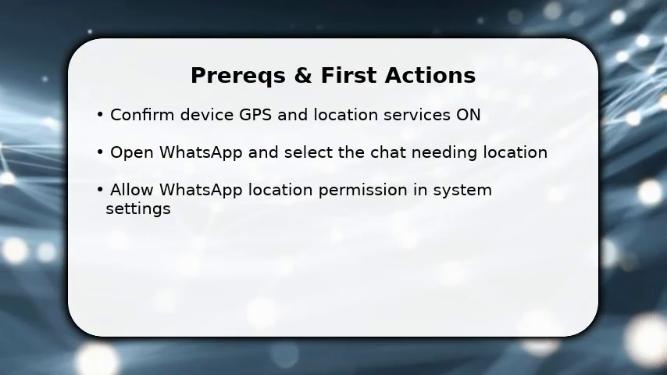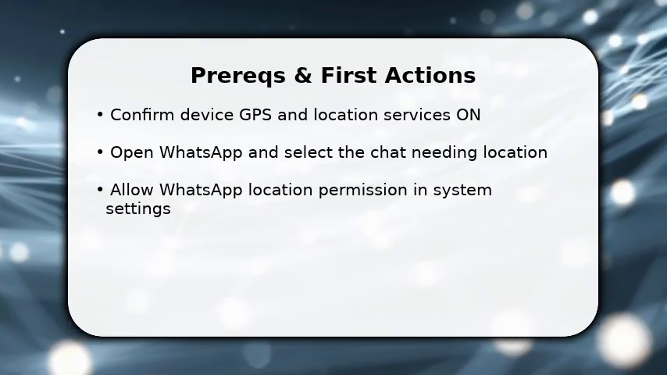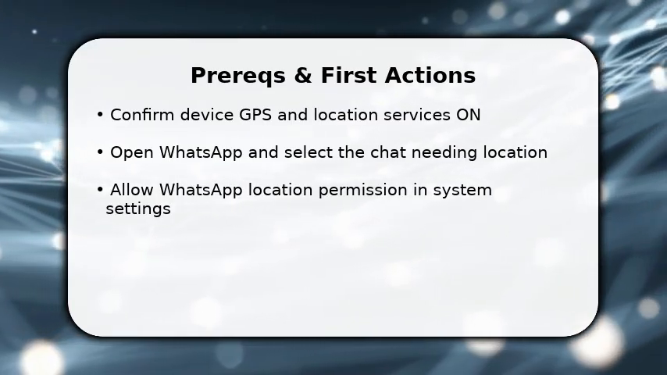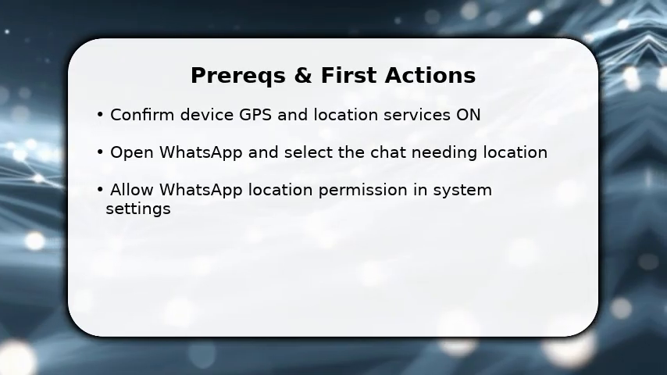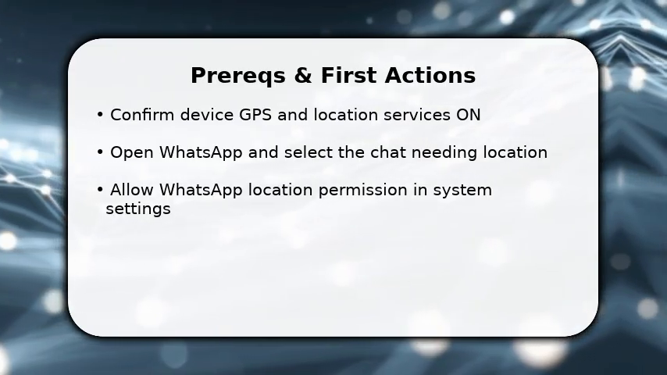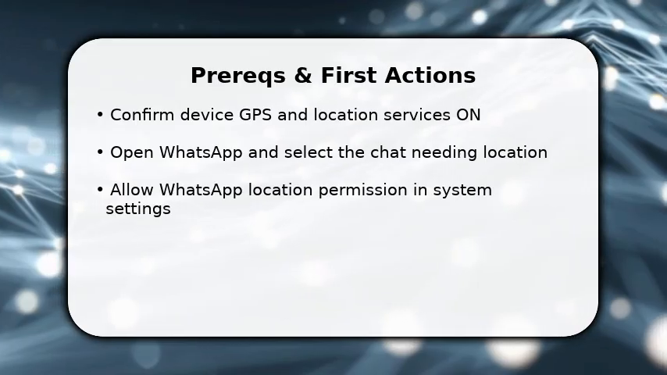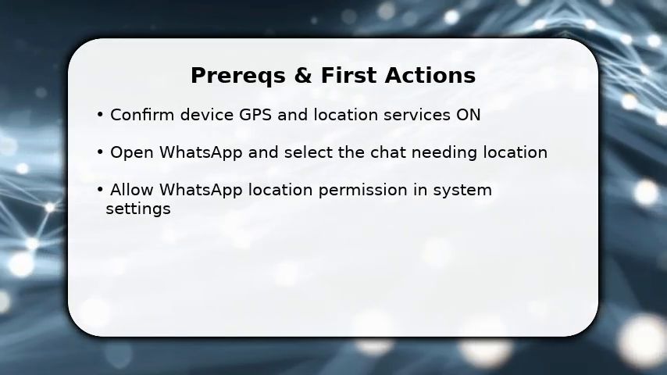You start by enabling the essentials. Turn on your device GPS and location services, then open WhatsApp and pick the chat where you'll share location. Once done, go to System Settings and grant WhatsApp precise location access.